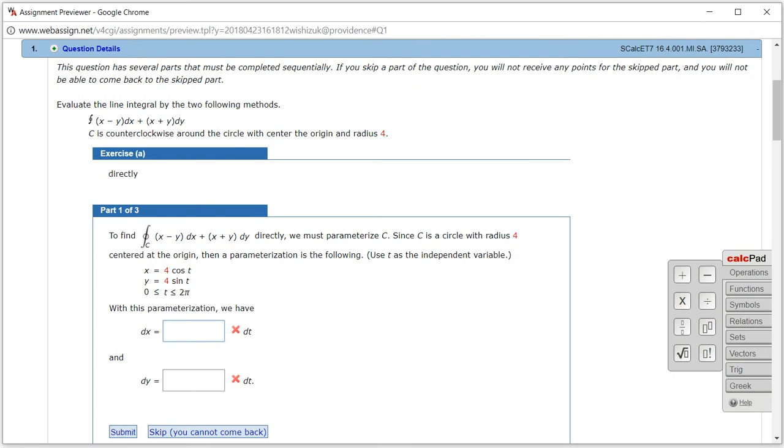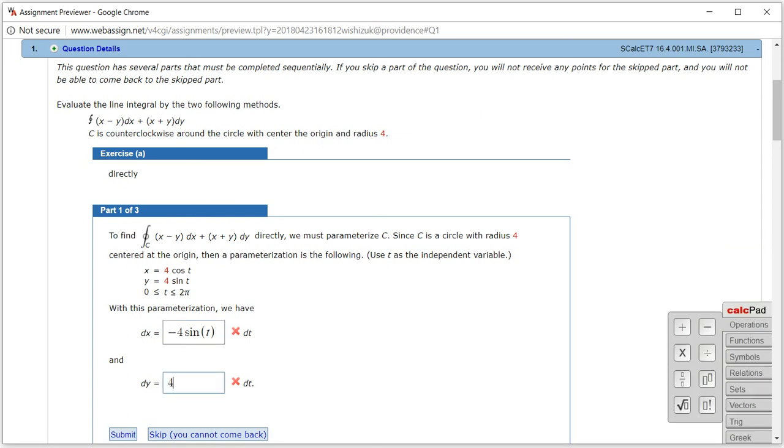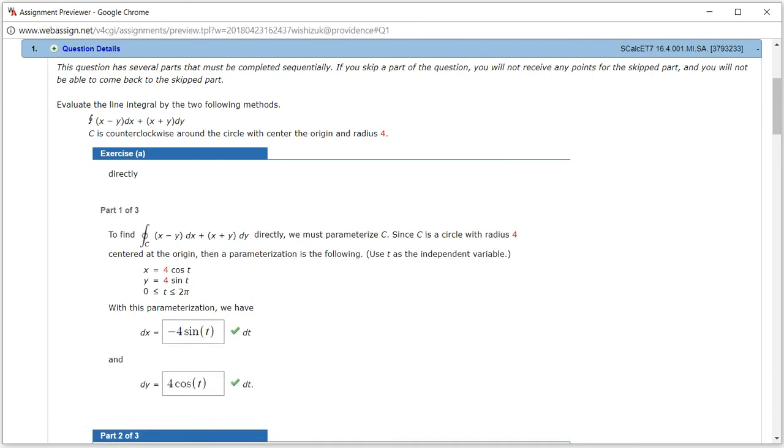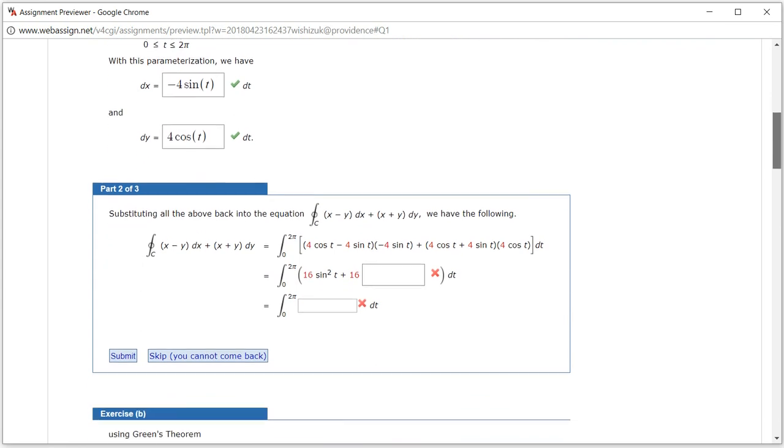So it's going to be negative 4 sine of t. dy is going to be the derivative of that, which is 4 cosine of t, dt. All right, let's submit for a test. Oops. I came back and it looks like we got this one correct. Let's look at part 2.